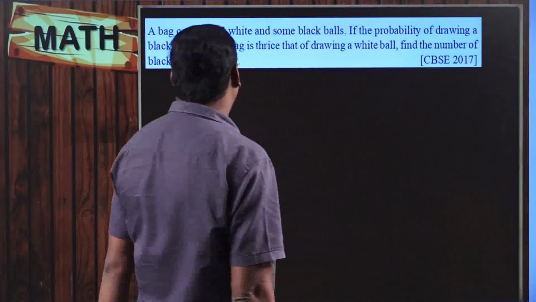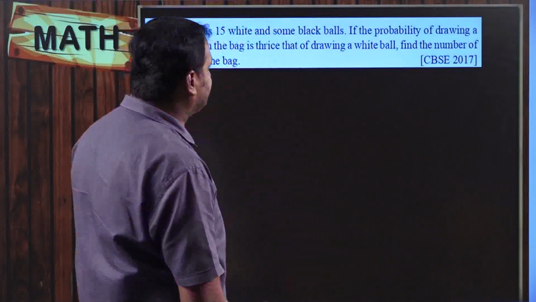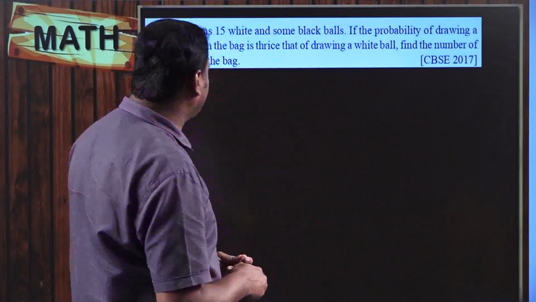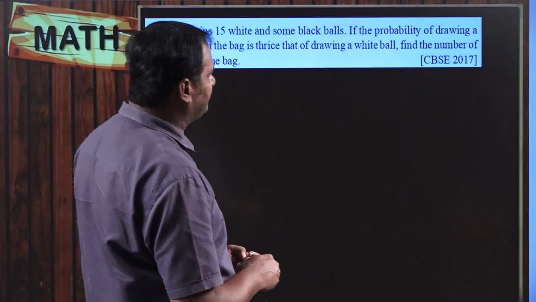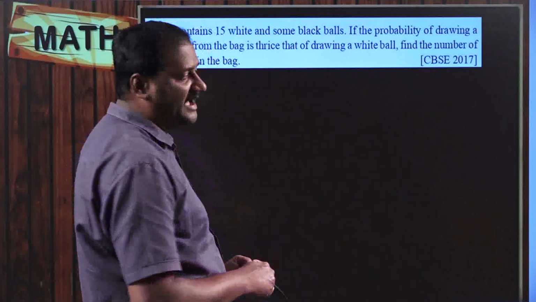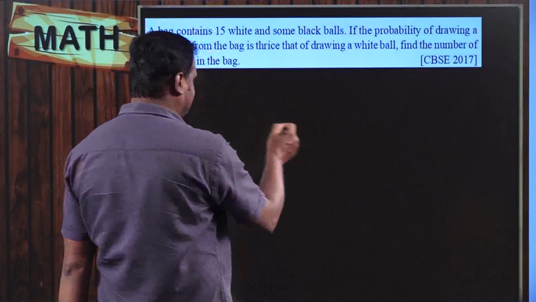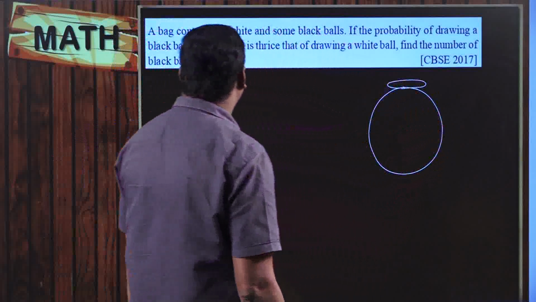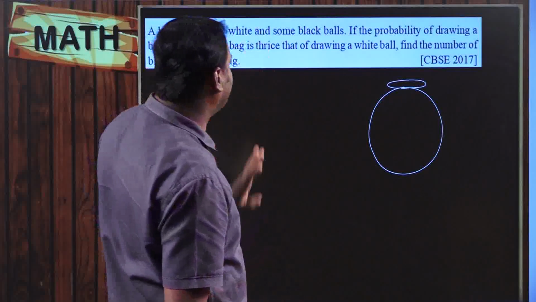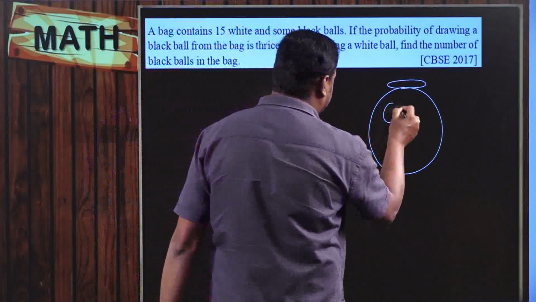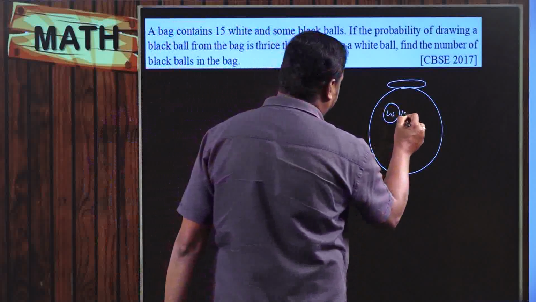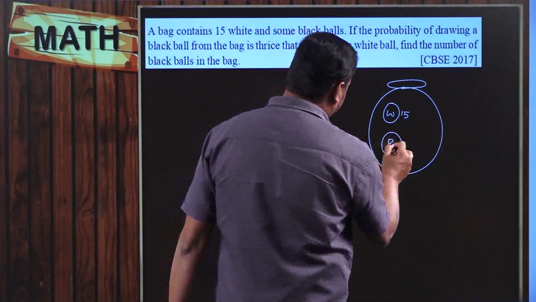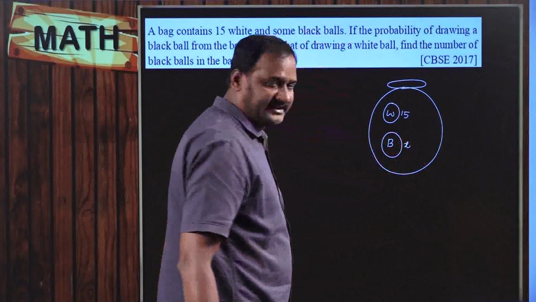Here the next problem is: a bag contains 15 white and some black marbles or black balls. If the probability of drawing a black ball from the bag is thrice that of drawing a white ball, find the number of black balls in the bag. See, for example, this is a bag. A bag contains 15 white balls. So white balls are 15, and some black balls. I do not know how many number of black balls are there. So the number of black balls is equal to X.